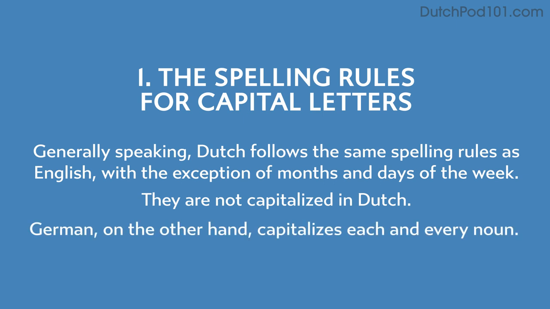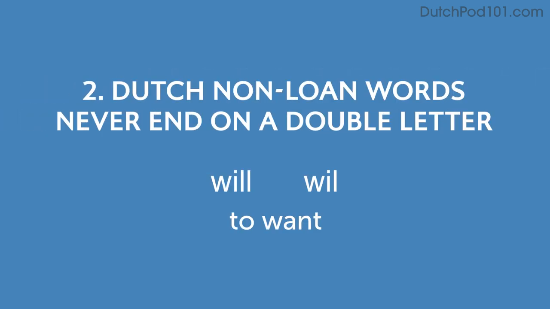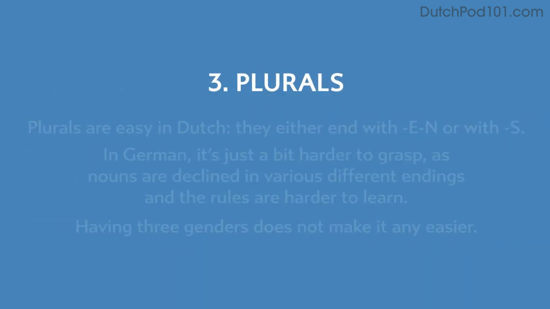German, on the other hand, capitalizes each and every noun. A second one is that in Dutch, non-loan words never end with a double letter. For example, the verb to want in German is spelled as W-I-L-L, while in Dutch it's spelled as W-I-L, only one L.